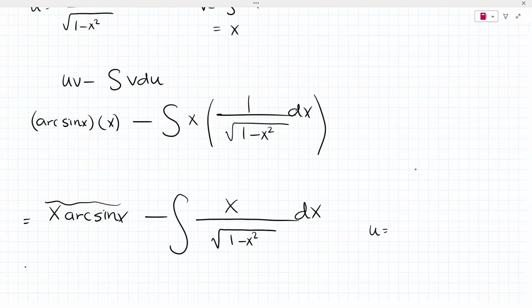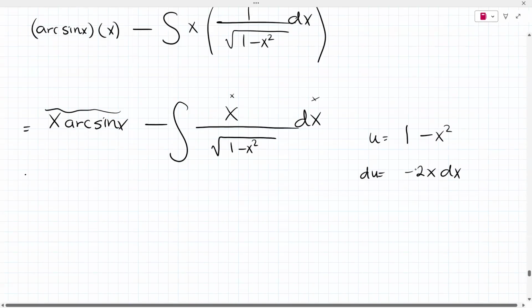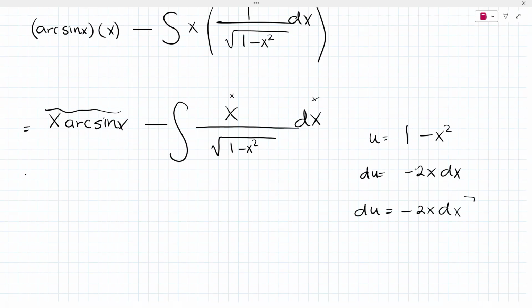Yes, you said it. Definitely u substitution. So I'm going to do u equals 1 minus x squared. And my du is going to be negative 2x dx. So I'm going to have to get rid of this negative 2 because we only have an x and a dx. So I'm going to multiply both sides by negative 1/2. I get negative 1/2 du, and then this is going to be x dx.